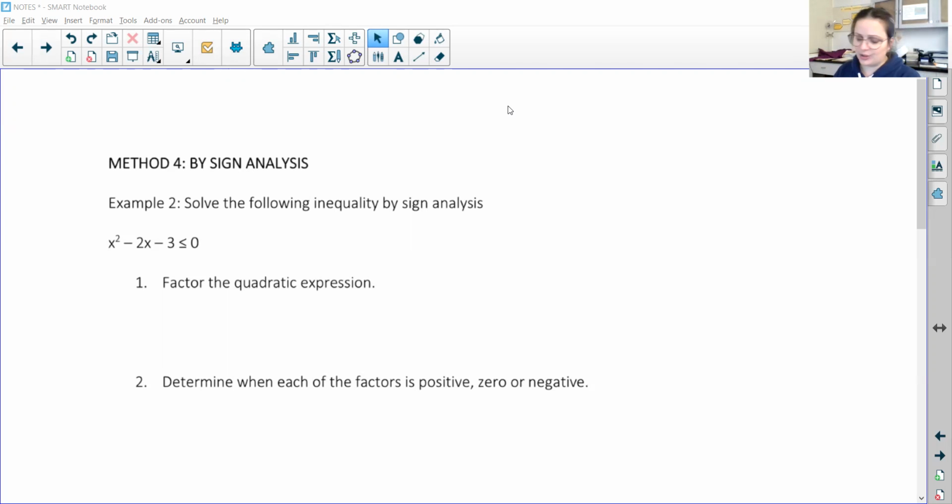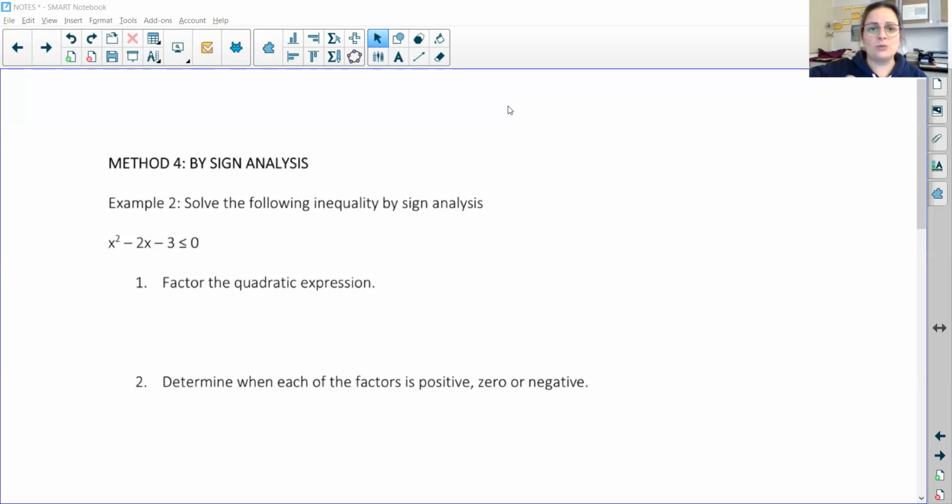This last method that we're going to go through is going to start off looking very elaborate. However, it is very useful in solving inequalities, especially ones that have a degree even more than 2. So you can use this to solve cubic inequalities, exponents of 4 and 5. You can use this as long as you can factor the expression.